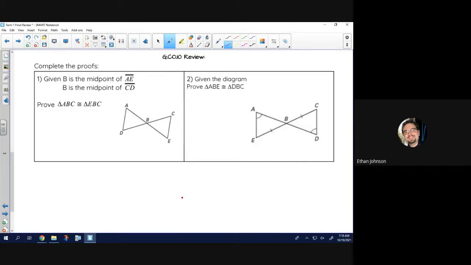We're going to be reviewing the last bit of term 1. So term 1, unit 3 was all about triangles. Now, unfortunately, there is a typo on this proof. Our proof triangle ABC should actually be proof triangle ABD.